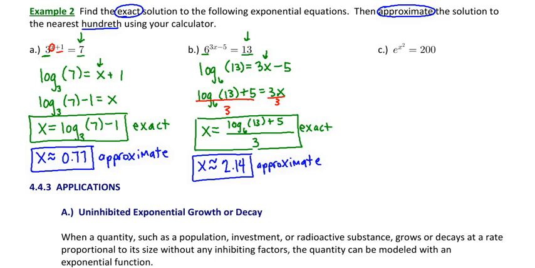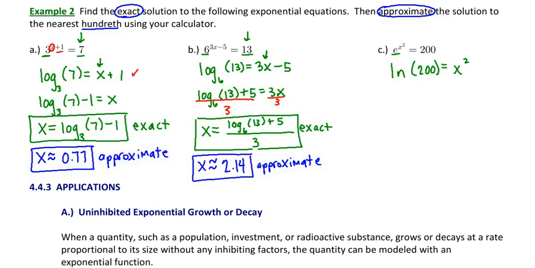Now, if our equation has base e, like what you see here on our third example, we have to remember when we convert to logarithmic form, the special notation for that natural base. With the natural base e, we write the logarithm as ln or natural log. Also remember that natural log is automatically base e, so I don't have to write the subscript to represent the base here. So when we rewrite this in logarithmic form, we end up with natural log of 200 equals exponent x squared.